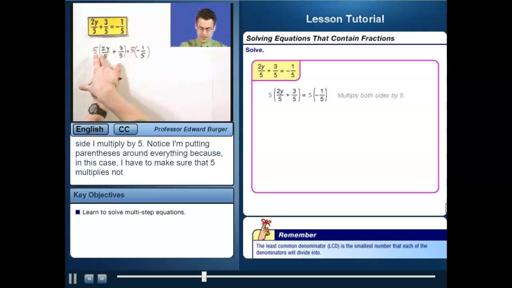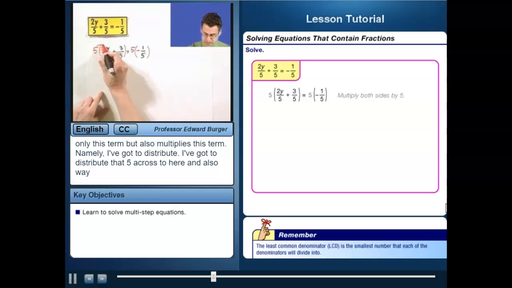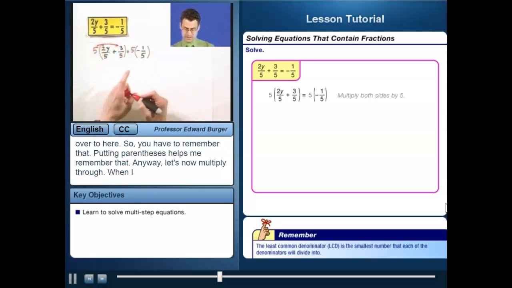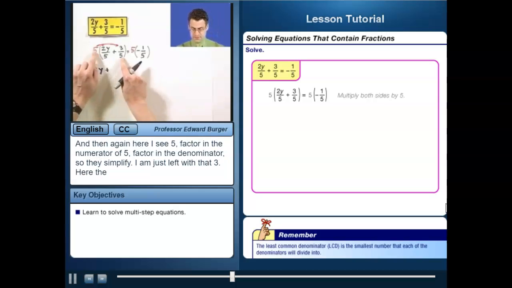But now I'm going to multiply both sides by the least common denominator of 5, 5, and 5, which is just 5. So this side I multiply by 5, and this side I multiply by 5. Notice I'm putting parentheses around everything, because in this case I have to make sure that 5 multiplies not only this term but also multiplies this term. Namely, I've got to distribute that 5 across to here and also way over to here. So you have to remember that. So putting parentheses helps me remember that.